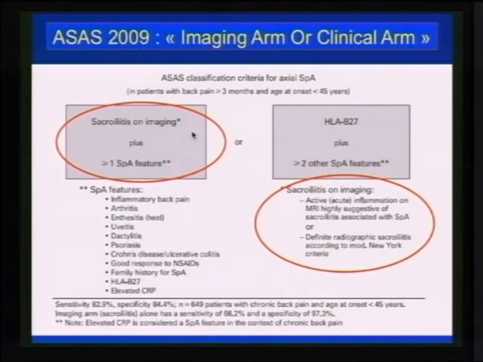As we said, the radiological manifestation, either plain films, grade 2 bilateral, or grade 3 unilateral, or positive sacroiliitis features on MRI, these are definitive for sacroiliitis.